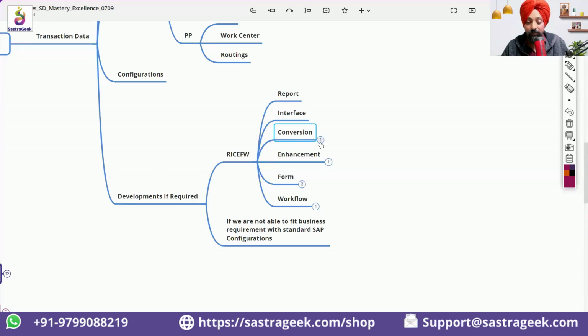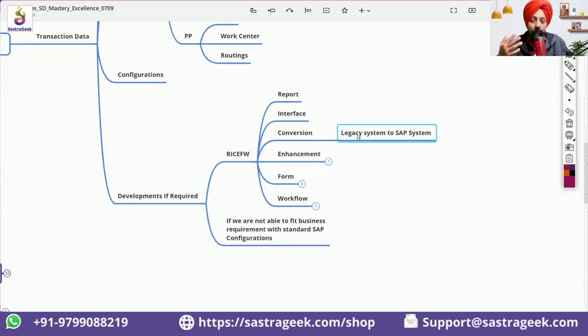Then we have conversion. Conversion means, for example, that I am moving from Microsoft Dynamics, and from Microsoft Dynamics I need to convert into the SAP system. So a lot of data from Microsoft Dynamics needs to be brought into the SAP system. For that, you need to write programs and upload tools. That comes under conversion. We need to convert a system, so that kind of development comes under conversions. Form, we have already discussed.